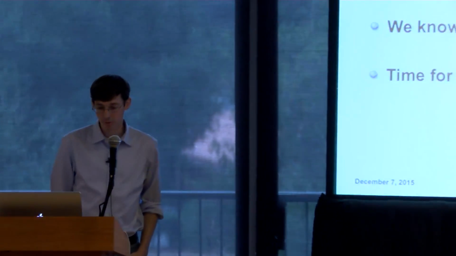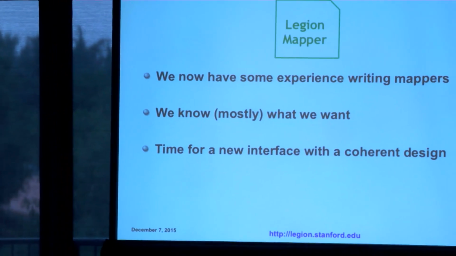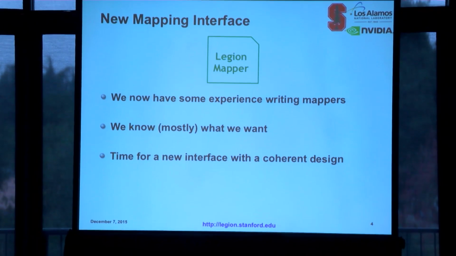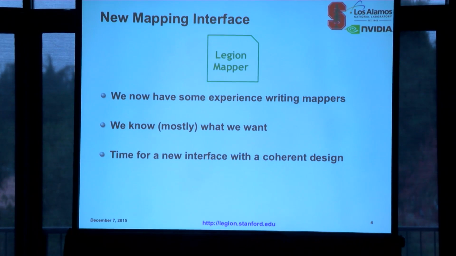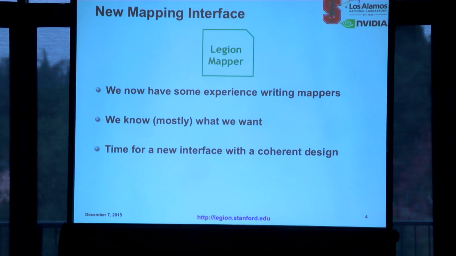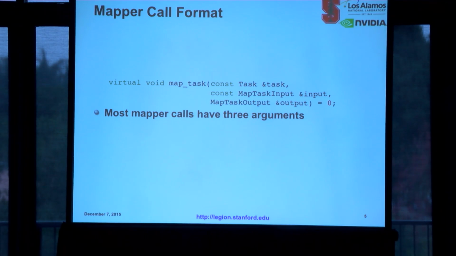OK, so now we have some experience actually building this. So we wanted to go back and reform this mapping interface to make it a little bit more approachable for people that are first coming to use Legion. We know mostly what we want. There are going to be some cases where we're going to leave our API open for extension for handling problems that we don't actually know how to solve yet, and I'll talk about that a little bit later. But it's going to be a much more coherent design and much easier to understand and approach.